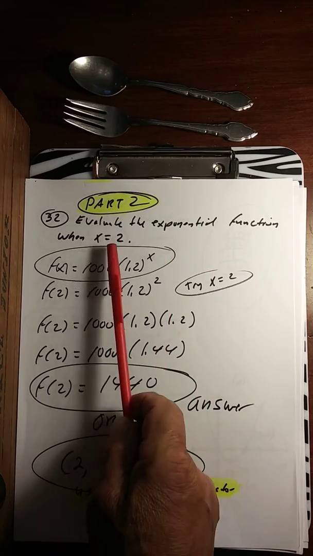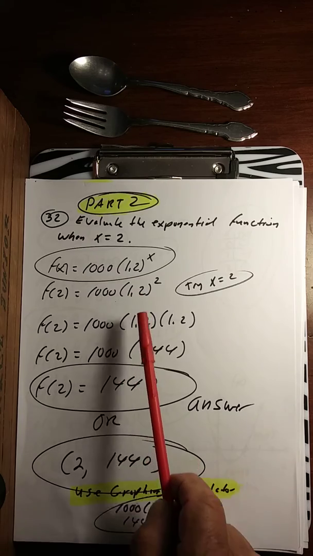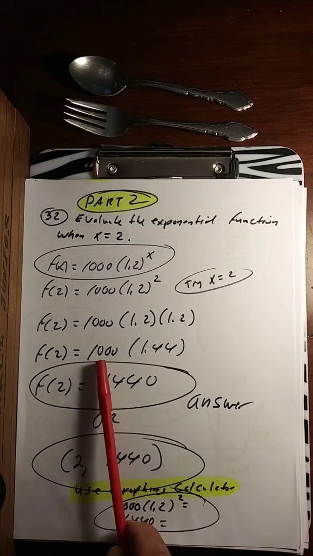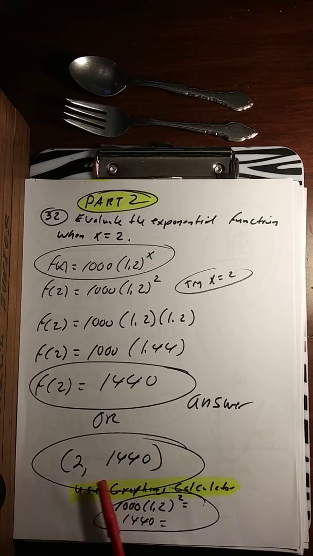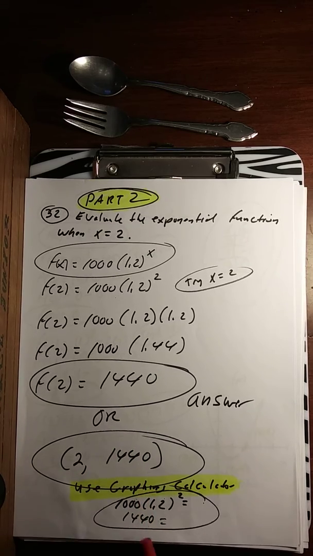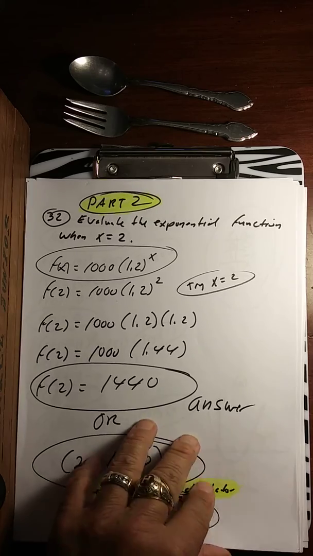Evaluate the exponential function when x equals 2. Put a 2 in there. 1.2 times 1.2 is 1.44. Times 1,000 is 1440. Or (2, 1440). Or put it in the graphing calculator and hit enter.